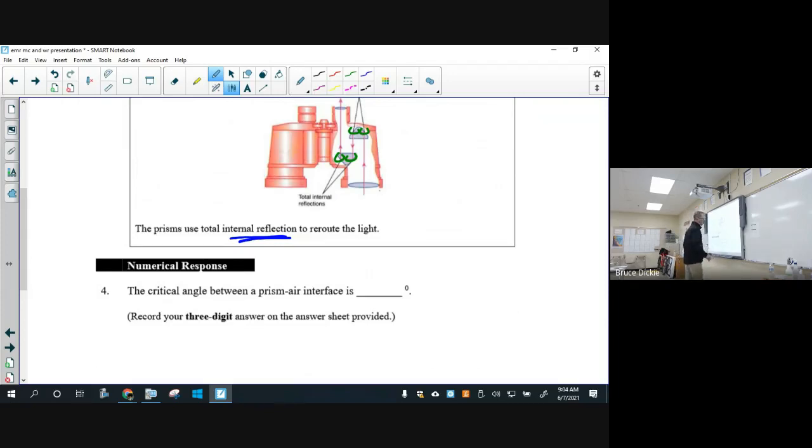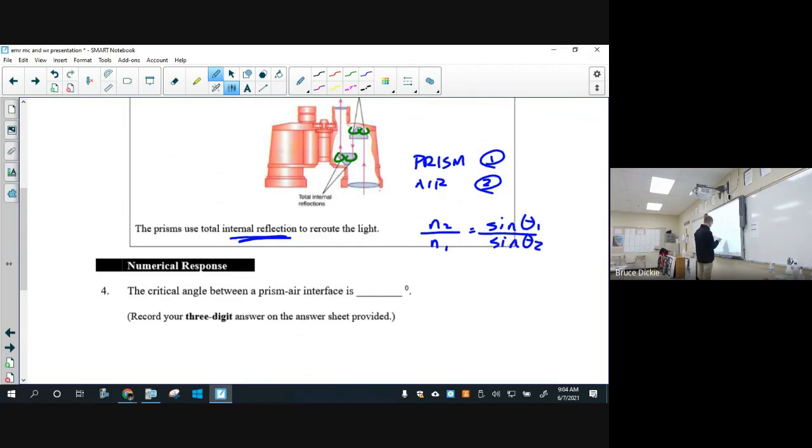Now, we're not told whether it's prism to air or air to prism, but we know to get total internal reflection, we have to go from high index to low index. So we're going to say the prism here must be medium 1, and the air must be medium 2, high to low index of refraction here. So let's say N2 over N1 is equal to sine theta 1 over sine theta 2.